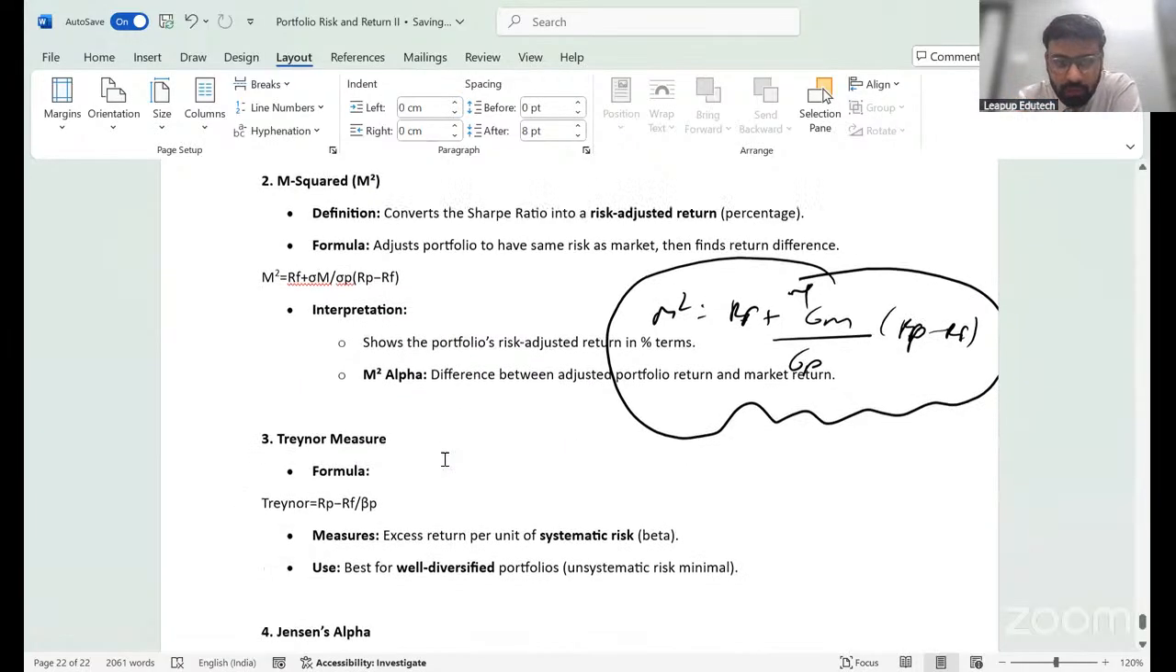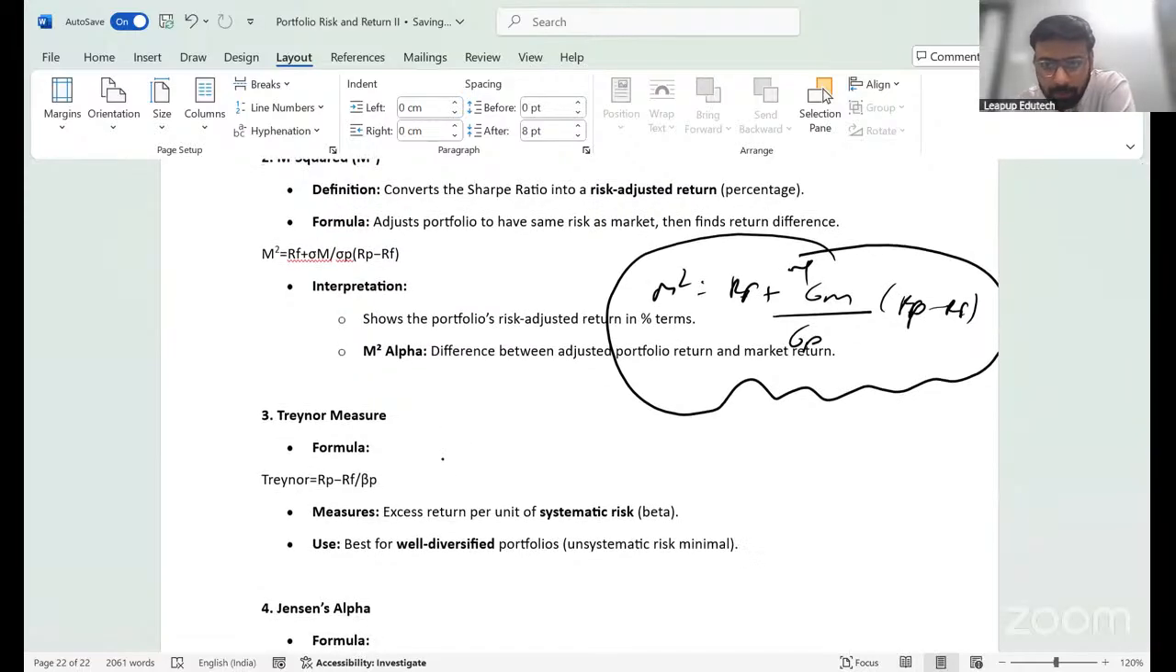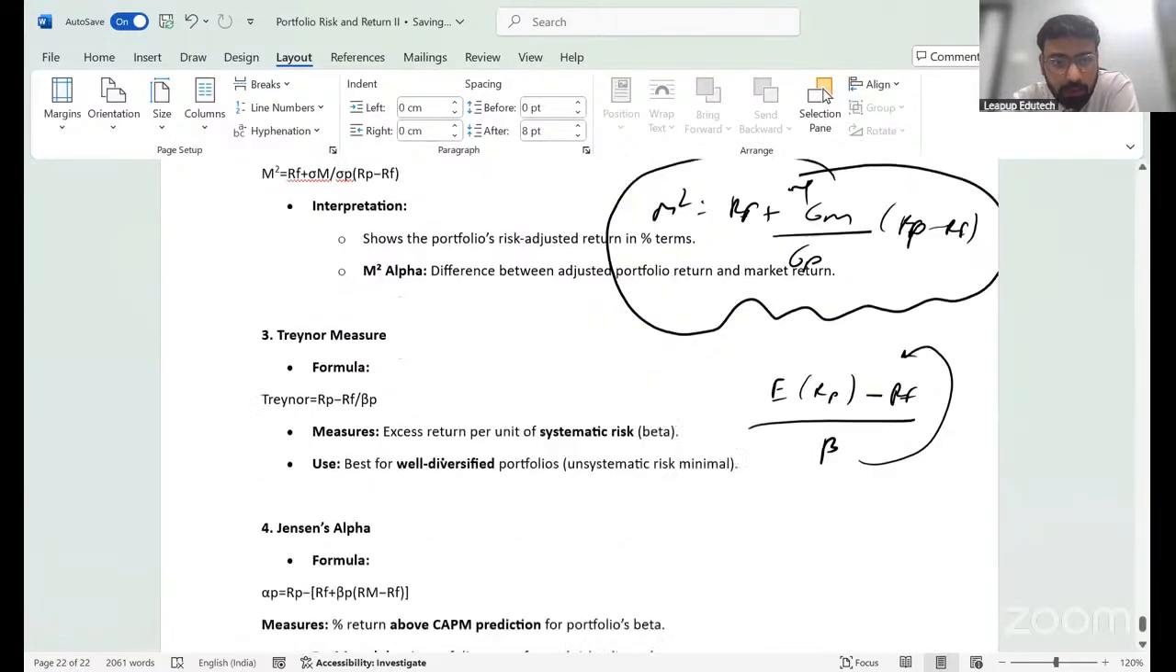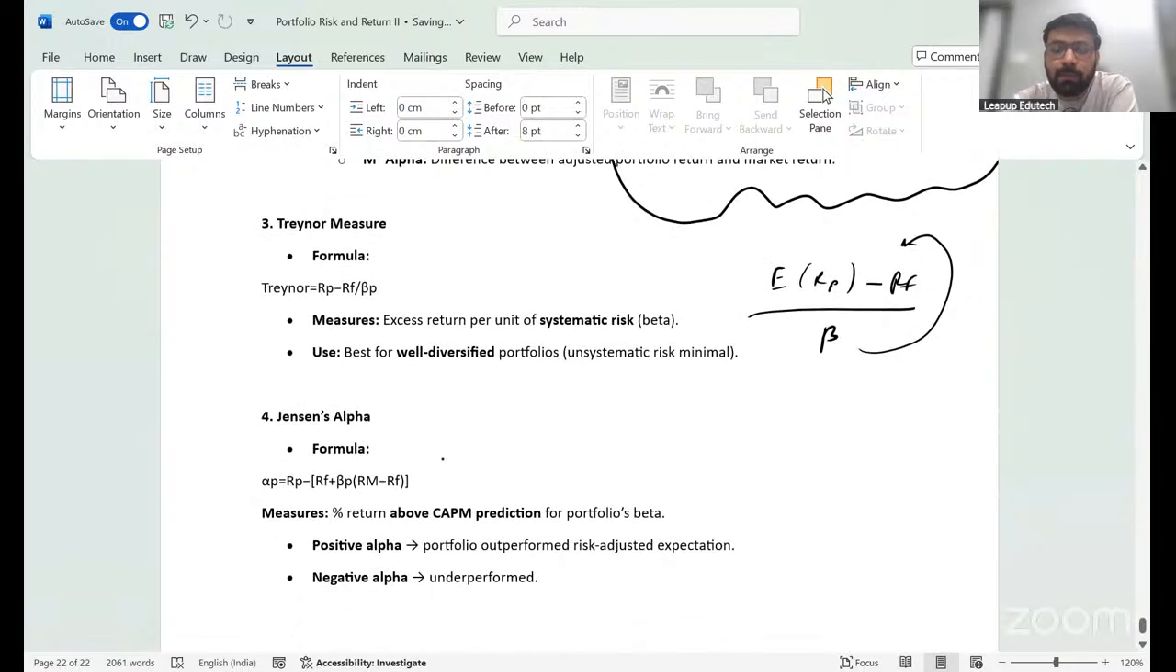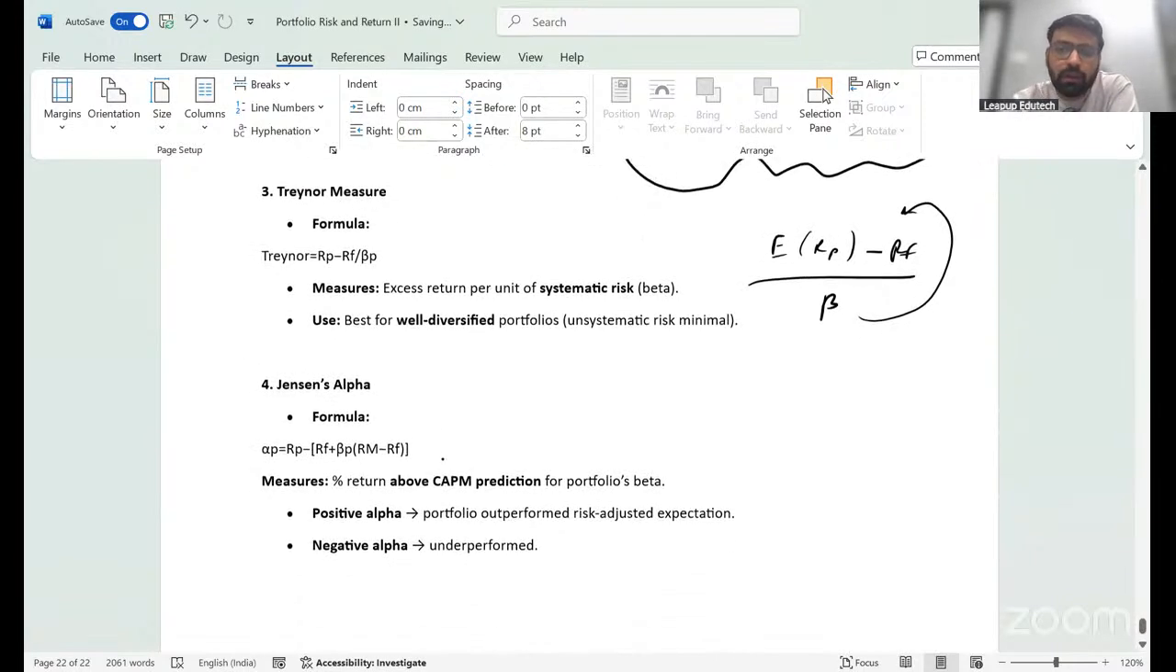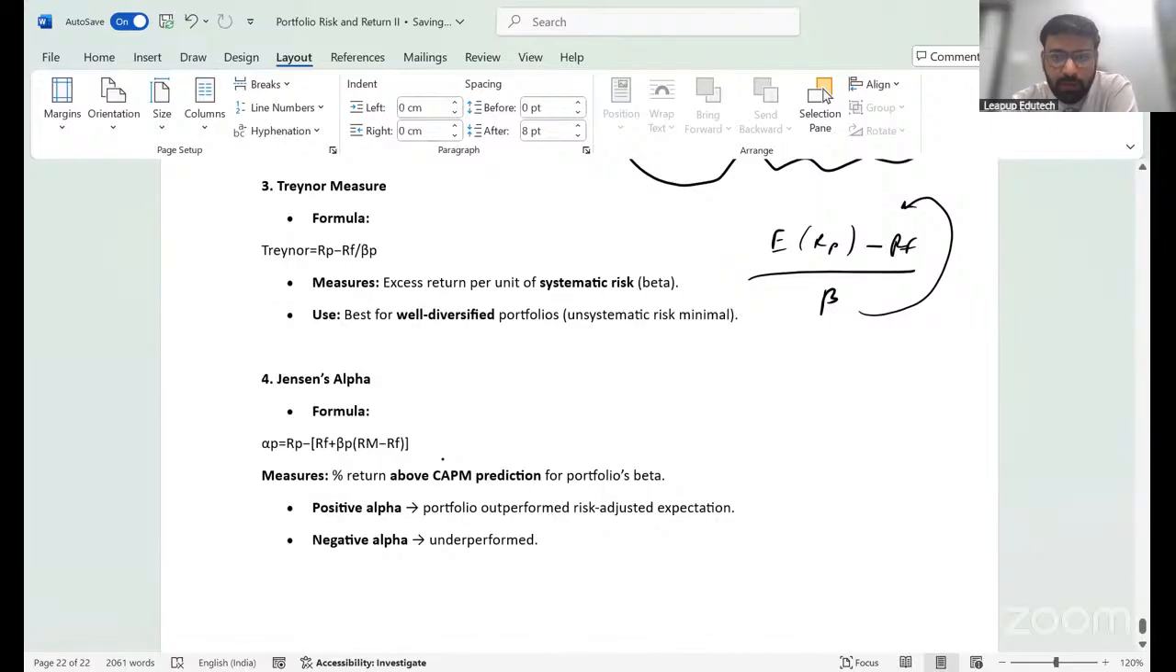Sir, what is Treynor? Treynor is pretty simple. Sir, it is exactly like Sharpe, where you take expected return on the portfolio minus risk-free rate. But in Sharpe, we are taking the standard deviation of the portfolio. Here we will take the systematic risk. That means the return that I'm generating over and above the risk-free rate per unit of systematic risk that I'm taking. And obviously, this is best for a well-diversified portfolio.